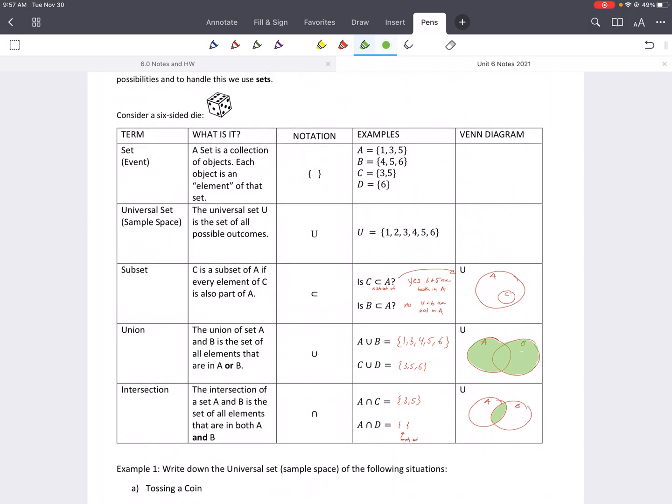Just a reminder, a set is just a collection of objects or numbers, shapes, letters, outcomes. Universal set is all possible outcomes. So for a die, it's 1, 2, 3, 4, 5, 6. A subset is something where all of that subset is part of that bigger set. So our class is a subset of Westlake. And union, you bring it all together. We just don't double count. And then intersection is what they have in common. Okay.